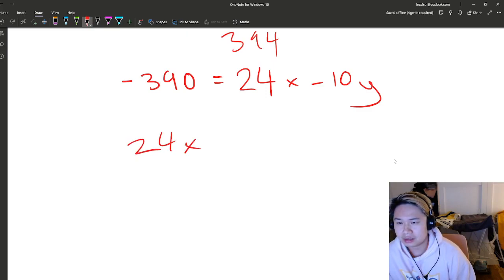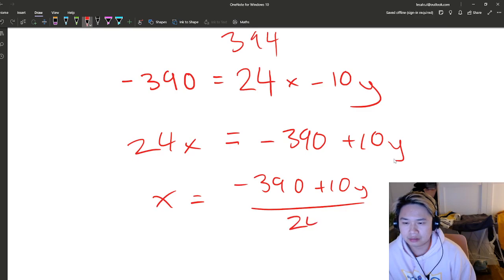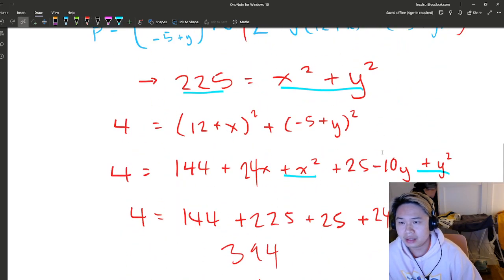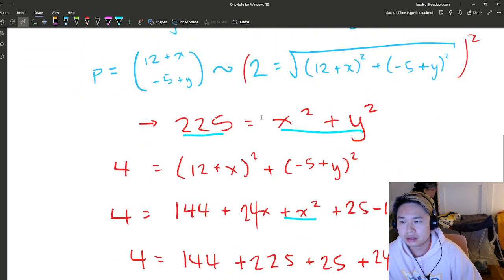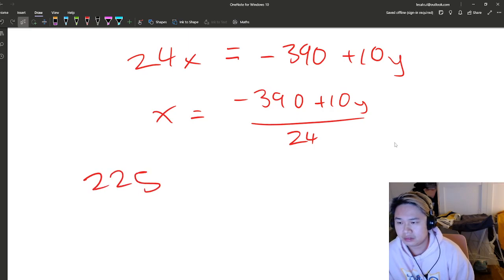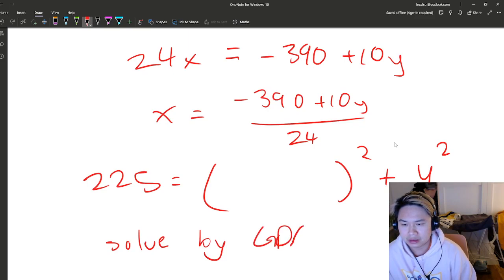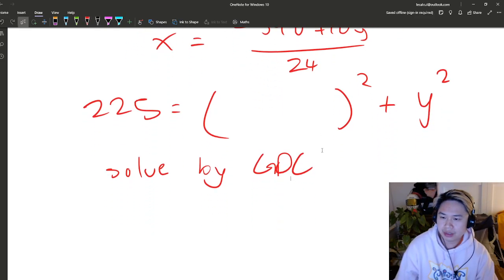So 24x is equal to negative 390 plus 10y. So x is negative 390 plus 10y over 24. And then I'll just use this equation right here. So 225 is equal to that stuff squared plus y squared. And then we are going to solve by GDC. And pray that this works.